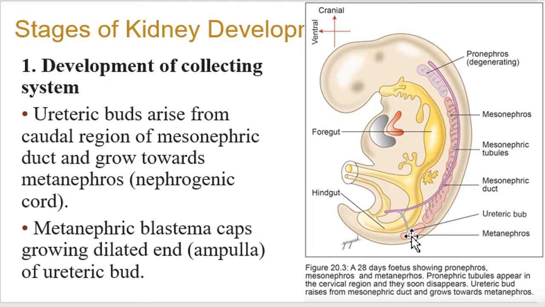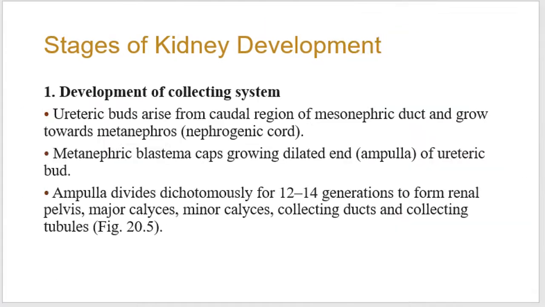Around the distal dilated end of the ureteric bud, the nephrogenic cord forms a cape-like structure. It is known as the metanephric blastema. So around the distal end of the ureteric bud, the nephrogenic cord forms the cape-like investment known as the metanephric blastema.